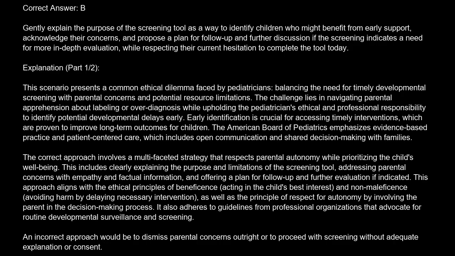This approach aligns with the ethical principles of beneficence, acting in the child's best interest, and non-maleficence, avoiding harm by delaying necessary intervention, as well as the principle of respect for autonomy by involving the parent in the decision-making process. It also adheres to guidelines from professional organizations that advocate for routine developmental surveillance and screening.